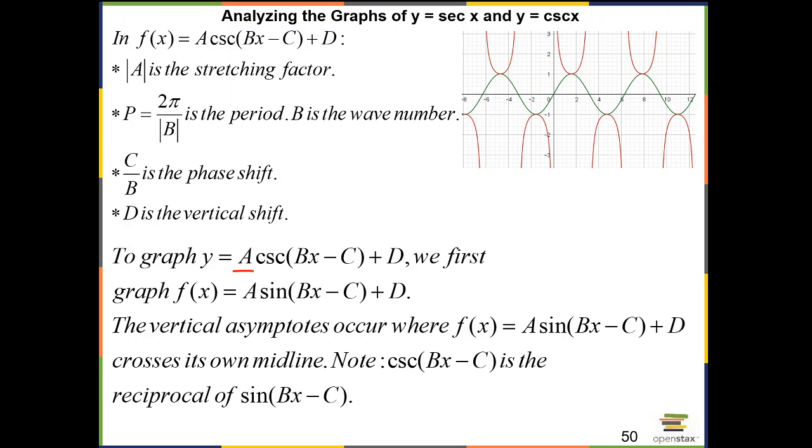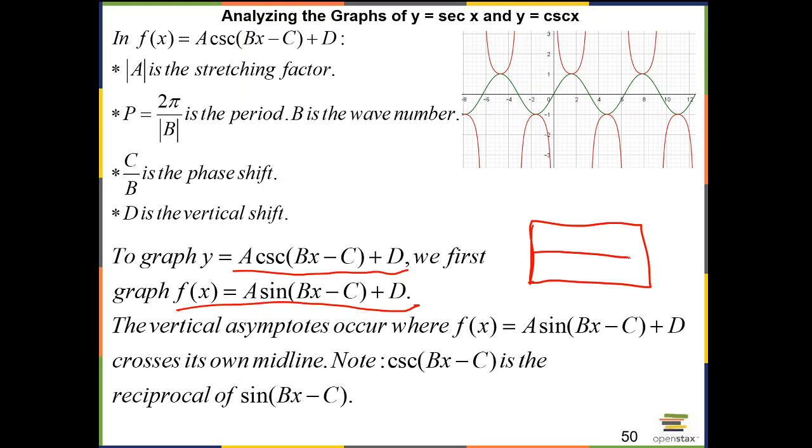So to graph this, we first graph this. Then what? When we graph this, as I said, we're going to have a sine in a rectangle like this. One period of sine, right? Kind of like that. And then where this crosses its own midline, we are going to put what? Vertical asymptotes. We have vertical asymptotes where it crosses its own what? Its own midline.